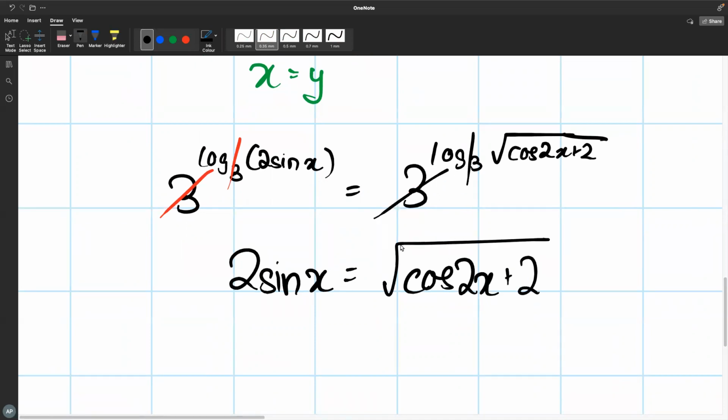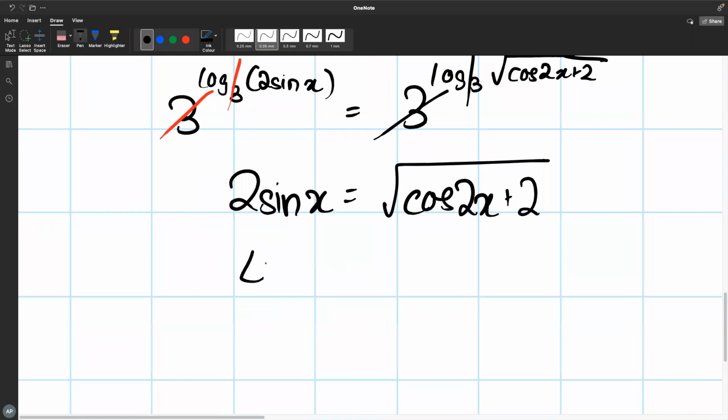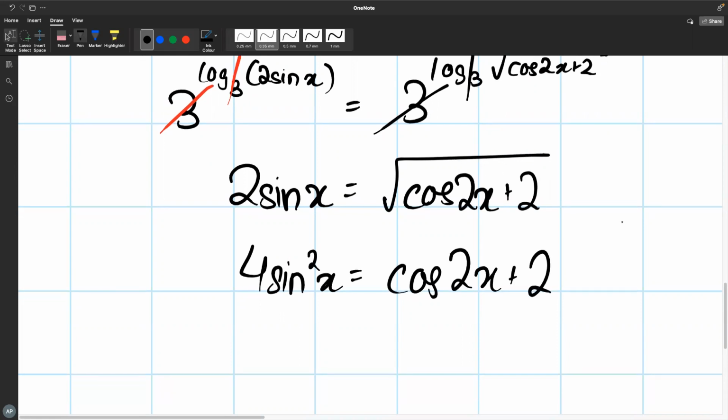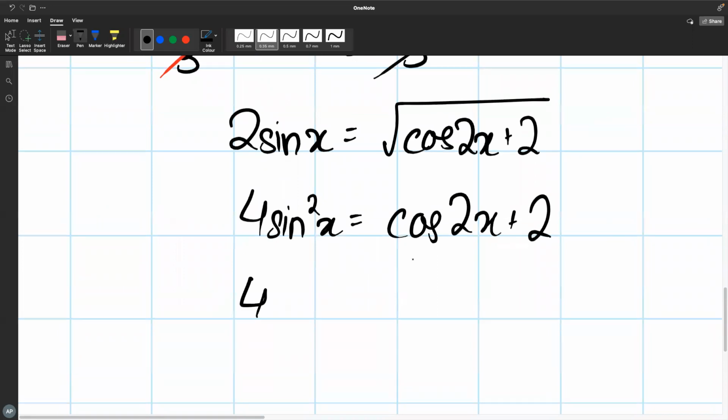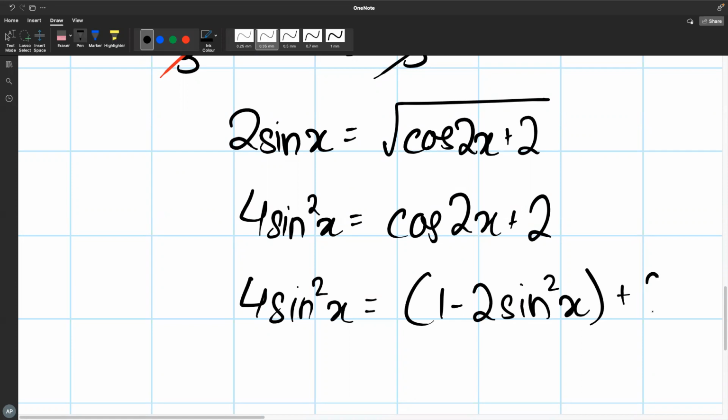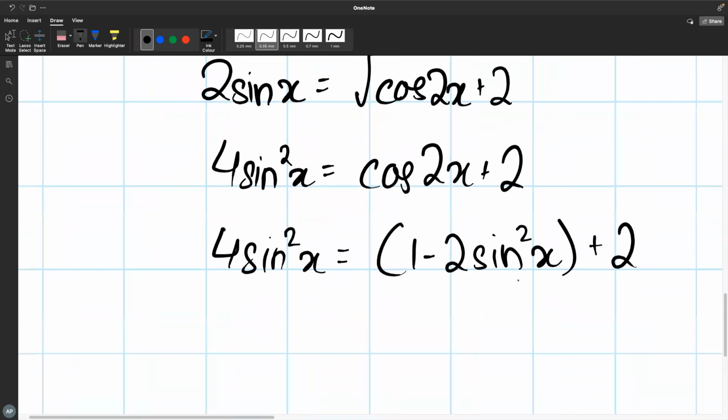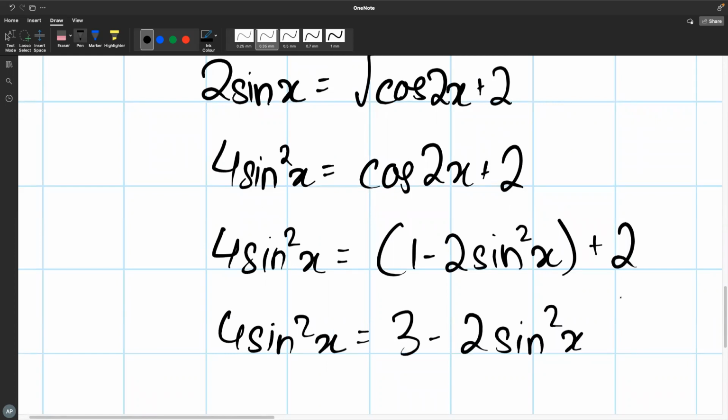First thing I want to do is get rid of the square root. So I'm going to square both sides, and I get 4 sine squared x is equal to cosine 2x plus 2. Now, using a double angle identity, I know that cosine 2x is equal to 1 minus 2 sine squared x. So I've essentially written cosine 2x as this. Now this makes it easier to solve. So therefore 4 sine squared x is equal to 1 plus 2 minus 2 sine squared x, so that's 3 minus 2 sine squared x.